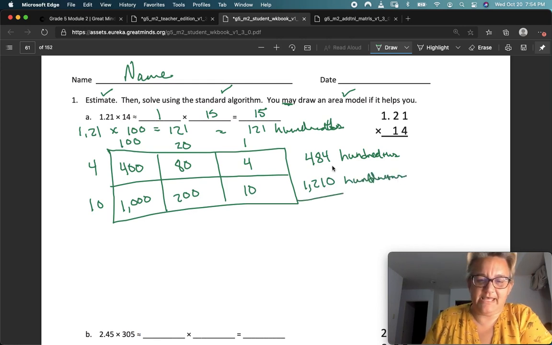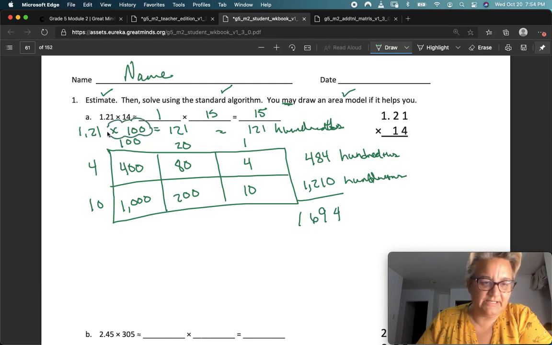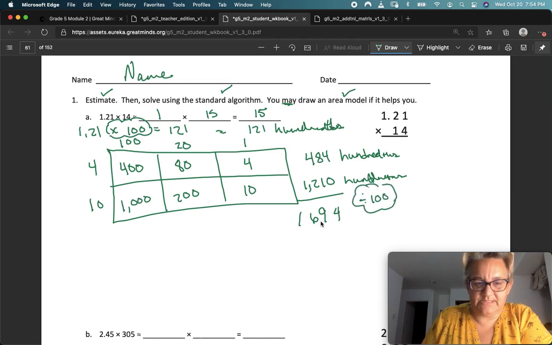And then I'm going to add that. So I have 4, 9, 6, 1. And those are hundredths. So what am I going to do over here? I multiplied by 100, so I'm going to divide by 100 to get my new answer, which is going to give me 16 and 94 hundredths. So if my estimate was 15 and my answer is 16 and 94 hundredths, that's a pretty close estimate.